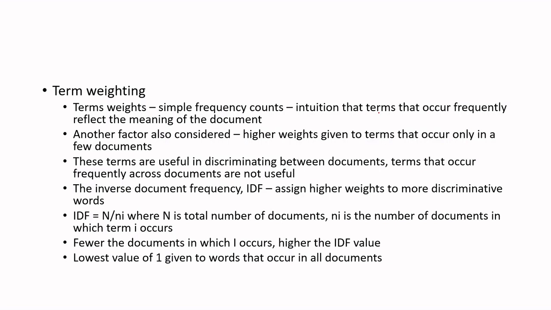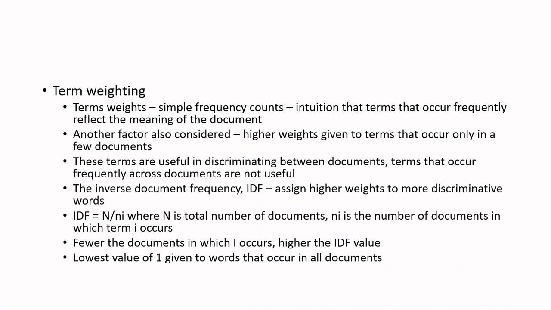The intuition is that terms that occur frequently reflect the meaning of the document. That is why we use frequency counts to represent documents. But there is one slight problem with this representation. There are many words like "and" and "the" that occur very frequently in all documents but do not convey much meaning. So, do we have an alternate way of representing these terms?